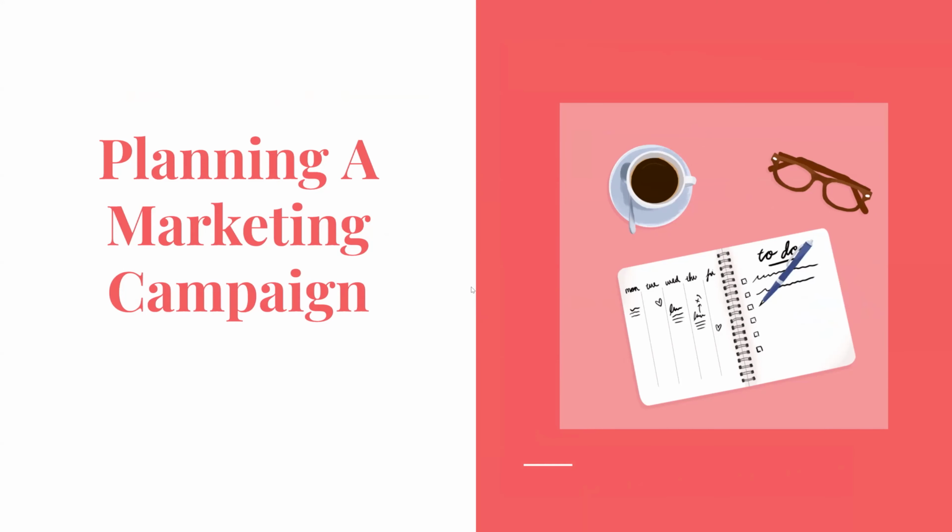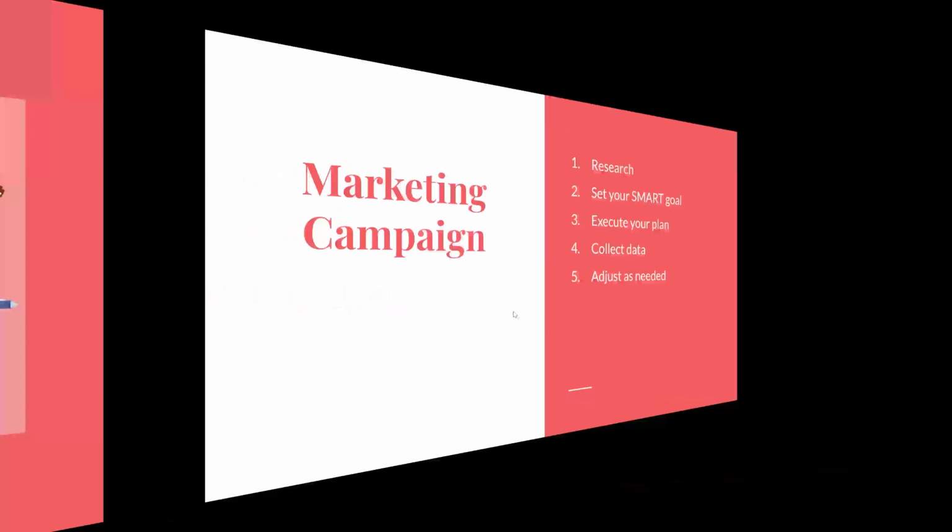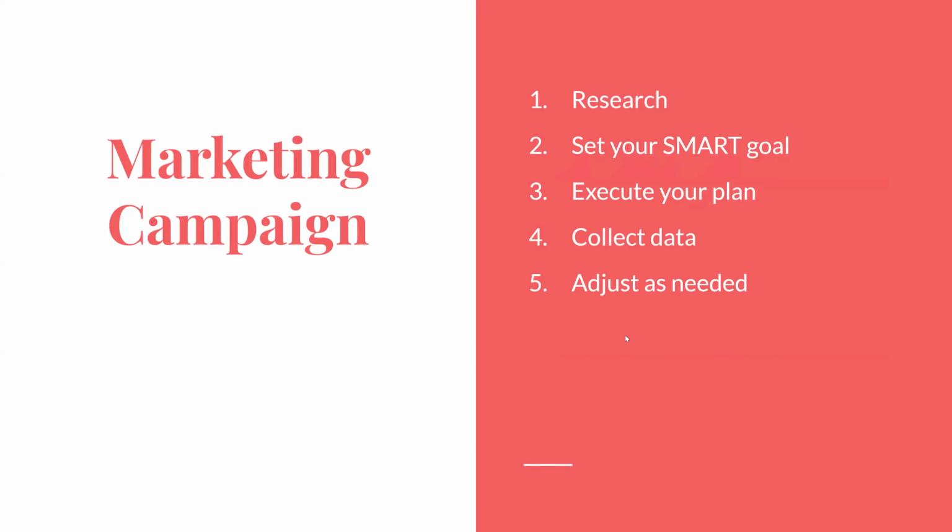So here's a general guideline whenever we're talking about planning a marketing campaign. You usually start out just like we talked about with advertising. You want to research your product, your service, or your company. Depending on what kind of campaign you're running, you want to look at the relevant information and then use that information to help you set a SMART goal. We'll go over that in just a second.